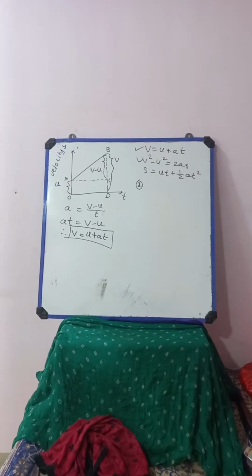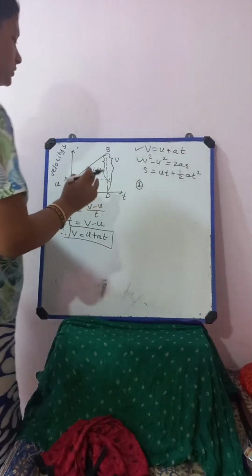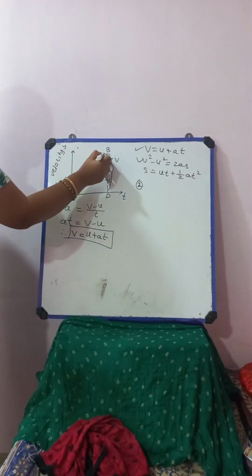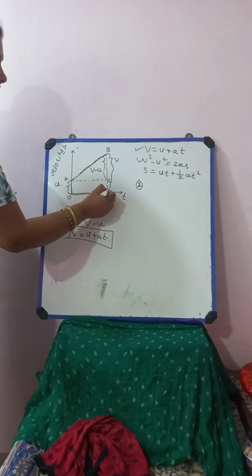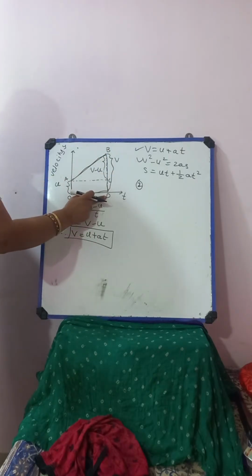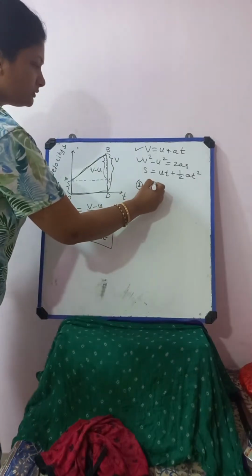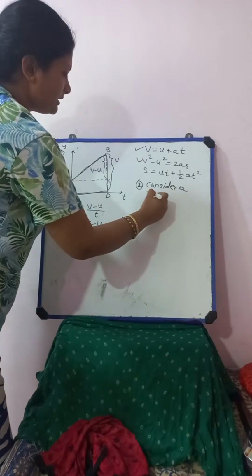For that, how can we find it out? Does anyone know by the graphical method? To find v square minus u square equal to twice of as, you can consider this as a trapezium. Which one? Here, A O D B. Can you see here? Consider a trapezium.